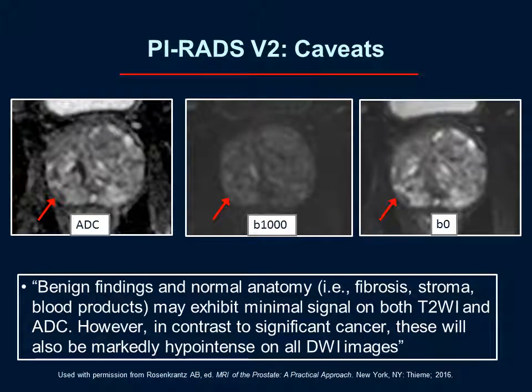An additional caveat, PI-RADS states that benign findings in normal anatomy, i.e. fibrosis, stroma, and blood products, may exhibit minimal signal in both T2 and ADC. However, in contrast to significant cancer, these will also be markedly hypointense on all diffusion-weighted images. In other words, there can be a T2 blackout effect, that areas that are dark on all the B images will then lead to low ADC, but this should not be given the same level of suspicion as would be given for true restricted diffusion that would have accompanying high or increased signal on a high B image.